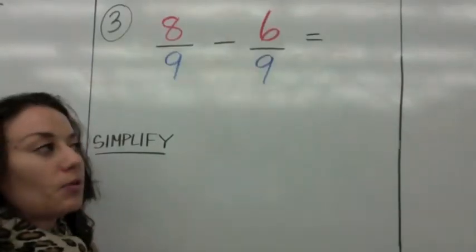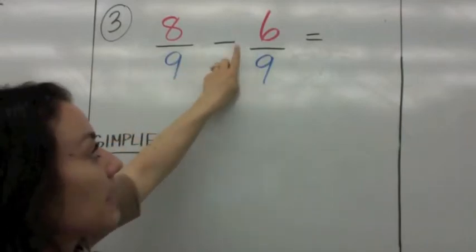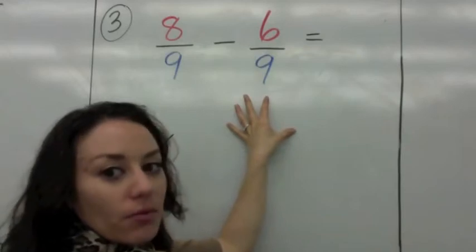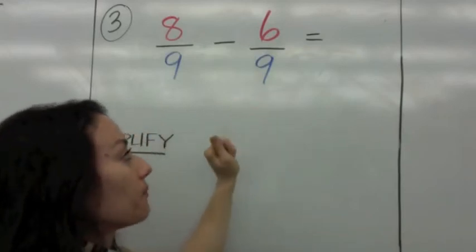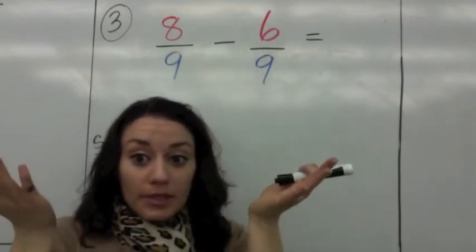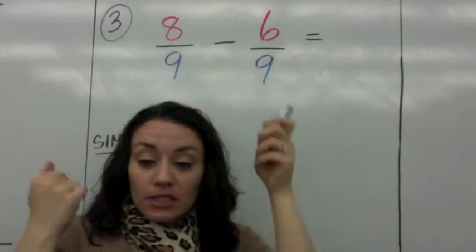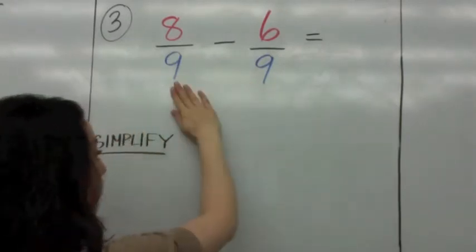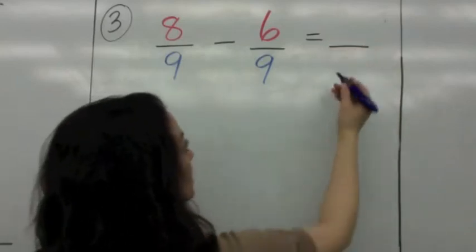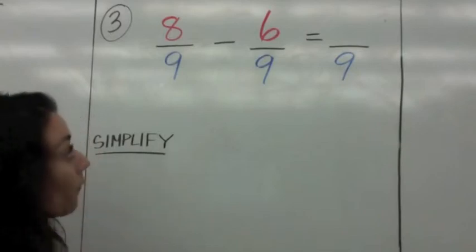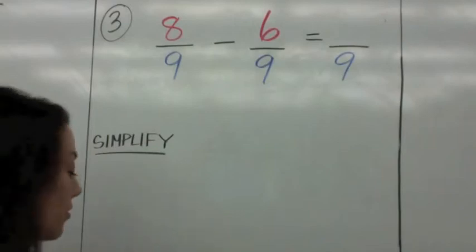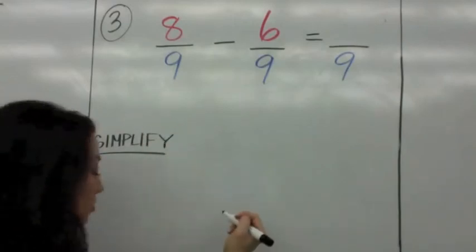Okay, read the last example with me. It says 8/9 minus 6/9. So we're dealing with ninths again. Write that down. Do they have a common denominator? What's the number at the bottom? It is 9. Say same, same, same. So your answer will be in ninths. So what do you do now? You subtract the numerators. 8 take away 6. Remember what that is?